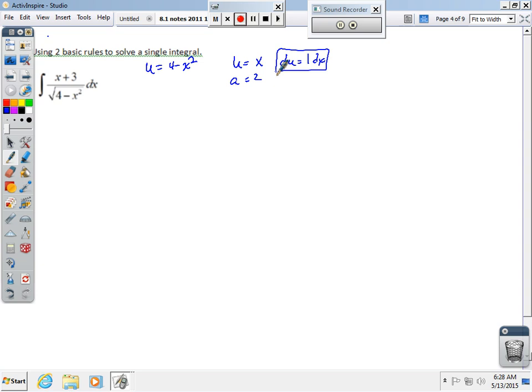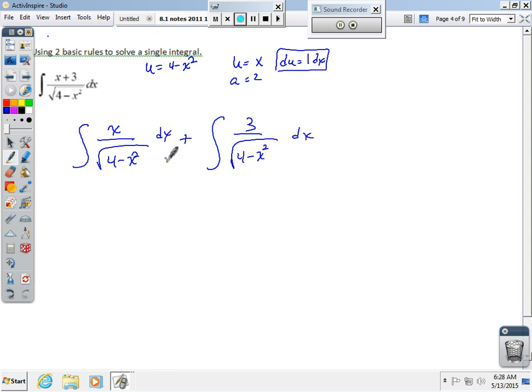So the next one we're going to try, and again, I'm just going to tell you what to do, is you're going to separate these. So you're going to write 2 separate integrals of x over the square root of 4 minus x squared, and then plus integrate 3 over the square root of 4 minus x squared with a dx and a dx. And this first part here is going to be the u substitution part, and this second part here is going to be arc sine.